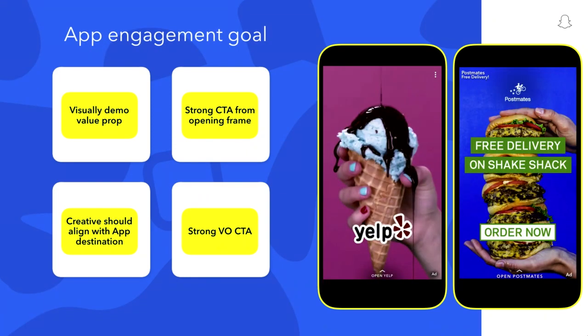For app re-engagement, it's very similar. The key difference here is to make sure your top Snap creative aligns directly with where the user will be taken within your app. For example, if you're promoting a specific sale within your app, be sure that's communicated in the top Snap, but also the deep link takes them straight there when they do swipe up.